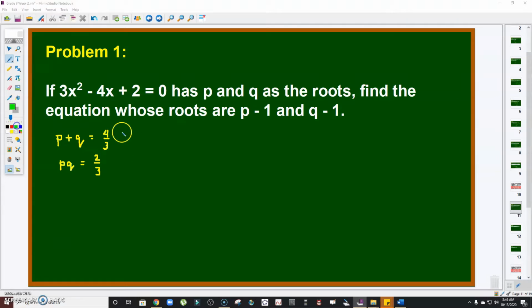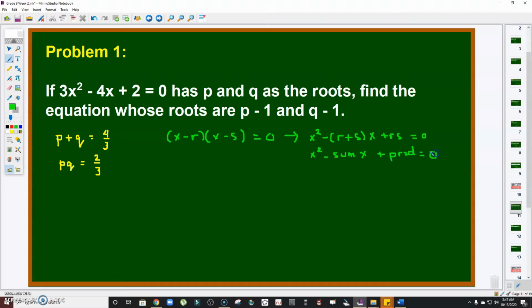Now, I also emphasized in the previous video that if I have a factored form, x minus r times x minus s equals 0, then when I apply the FOIL method, I'm going to have x squared minus (r plus s)x plus rs equals 0. But I try to use this form, x squared minus the sum x plus the product equals 0, so that it's easy for us to memorize. So that's what we'll use now.